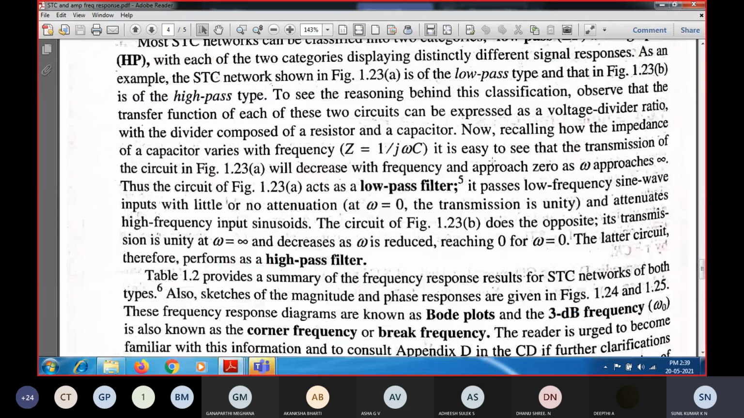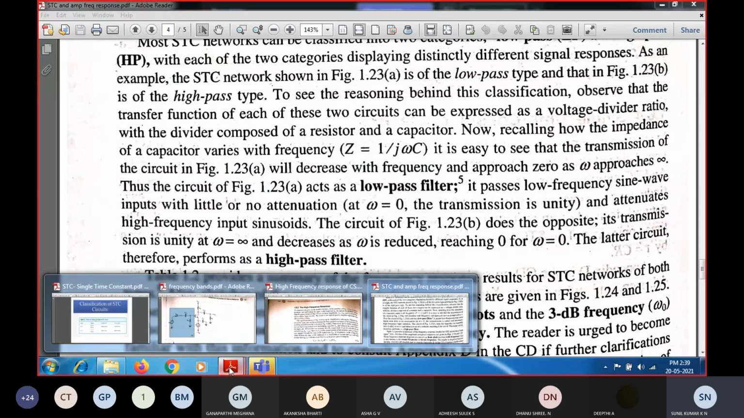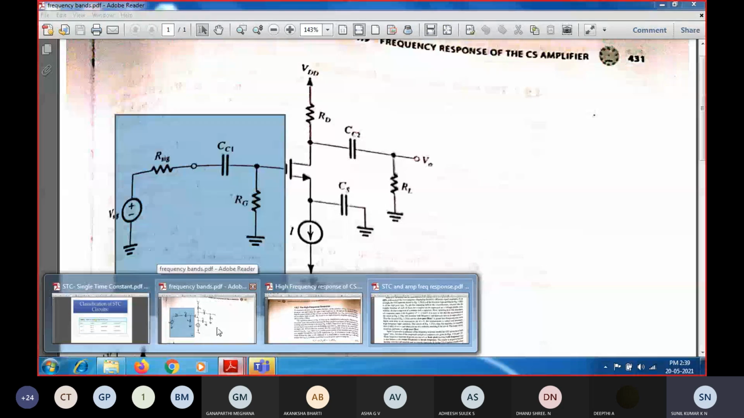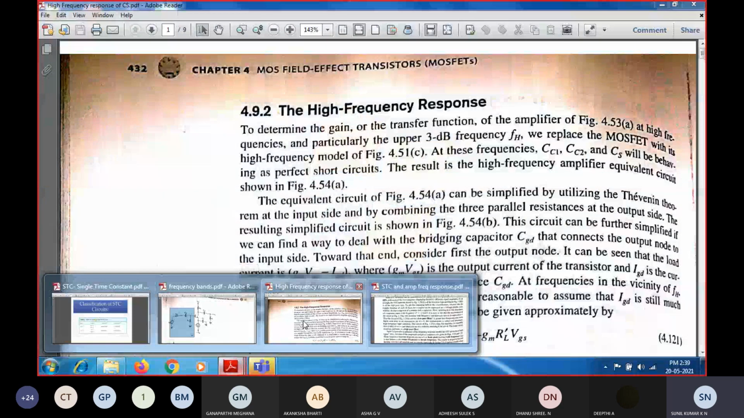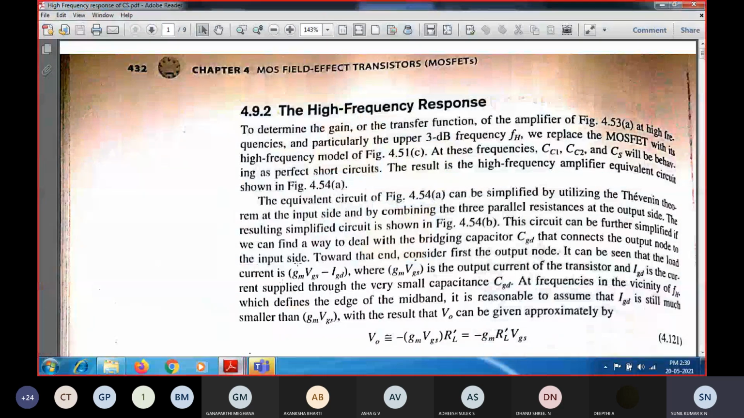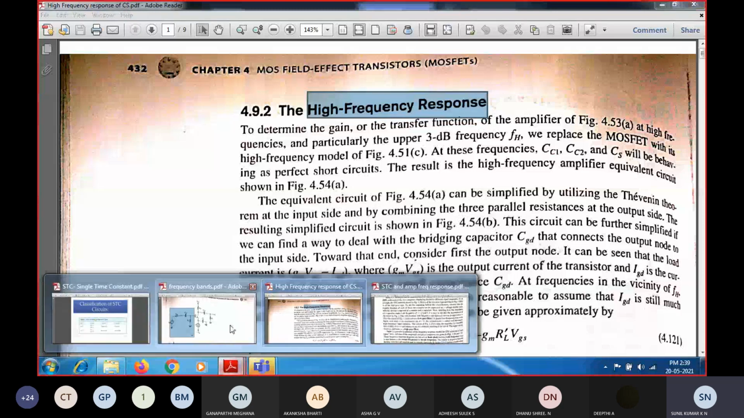This we have studied in the previous class. Now in today's class, we will look at the high frequency response of a common source amplifier. In order to understand this, before I start with the high frequency response, you should know what is meant by high frequency response. You should analyze this figure.